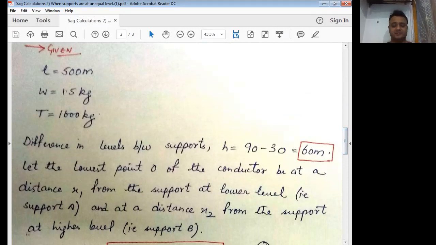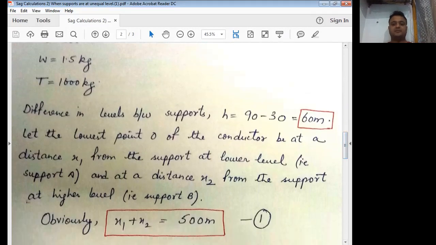Span length is given, the distance between the two towers, 500 meters, is given. The weight of the conductor is also given, tension is also given. So the difference in levels can be calculated by looking at the figure. h can be calculated as the height of tower B minus the height of tower A, that is the difference in level between the two.